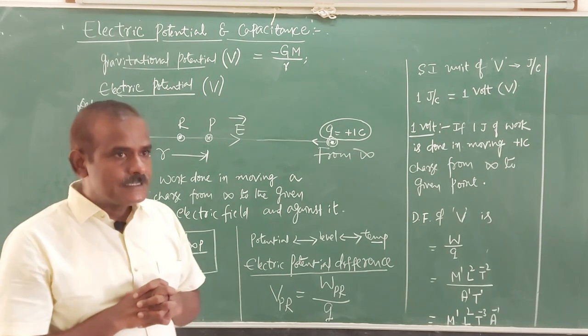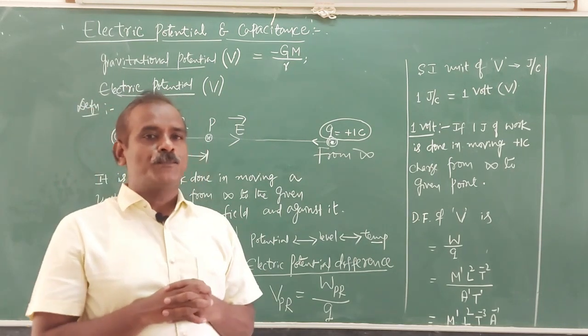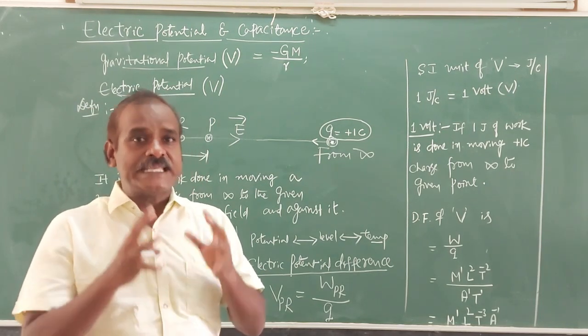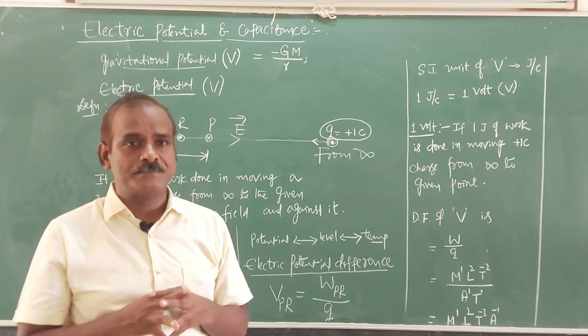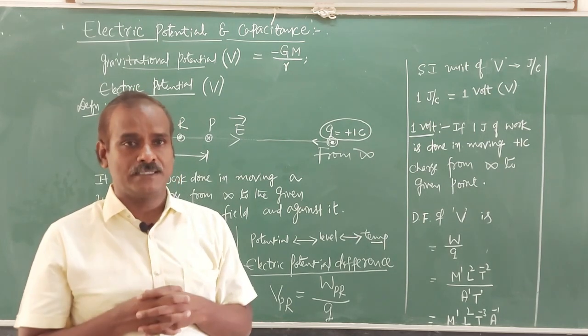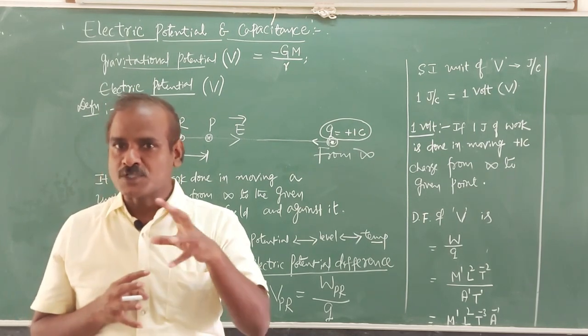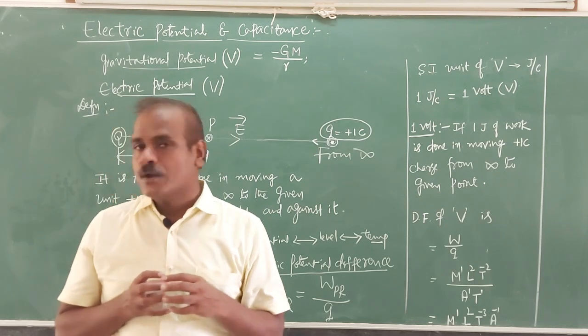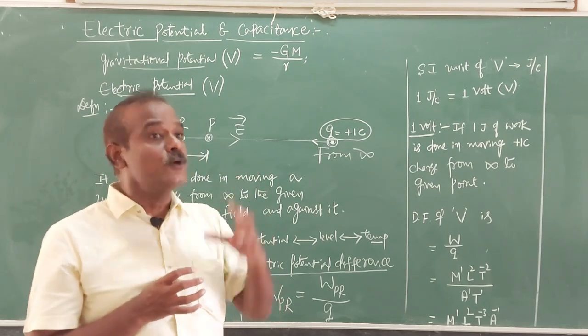And also by convention, potential due to positive charge is taken as higher potential. Potential due to negative charge is taken as lower potential. Remember always: higher potential, positive potential. Lower potential, negative potential. Remember.